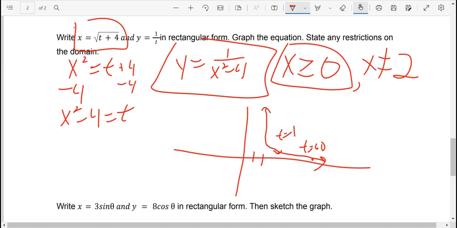So what's happening as t increases? Well, your output is decreasing. And as we can see here, as t is increasing, it's going in this direction to the right. So I'll make some arrows right here. There you go.